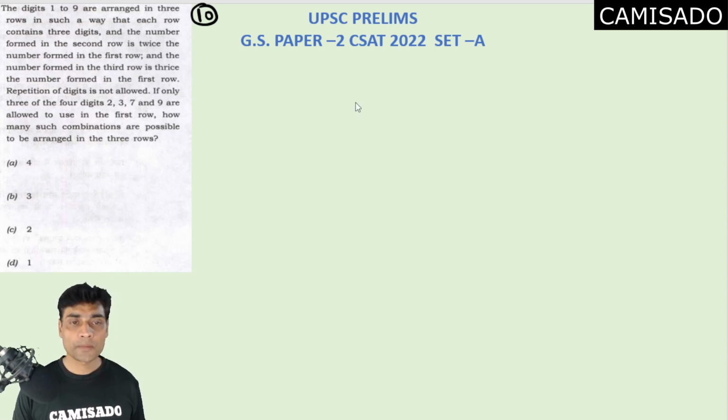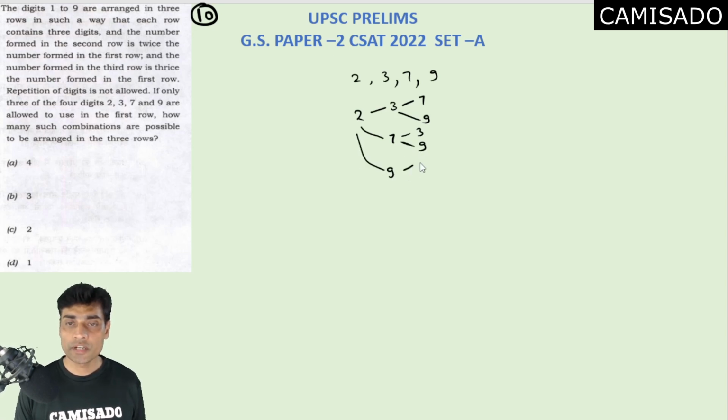So basically we cannot go for the higher numbers. Only in the first row can we take 2, 3, 7 and 9. So it's a question which is basically like this. When we start with 2, what are the possibilities we can have? So we can have 3, then either 7 or 9. Then with 2 we can also have 7, then 3, then 9, and with 2 itself we can have 9 and 3 and 7.